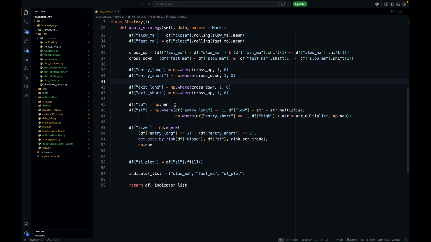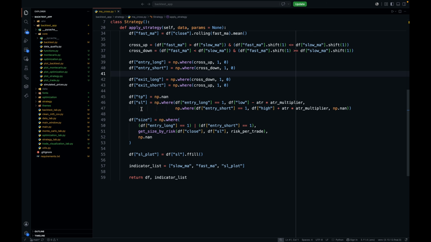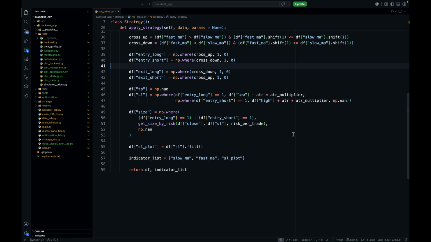We have no take profit, and we set a stop loss at the low price of the current candle minus the ATR multiplied by a factor for long positions, and the high plus the ATR multiplied by a factor for short positions. Then we calculate the size of capital I need in order to risk a certain amount for this stop loss level, and that's it.